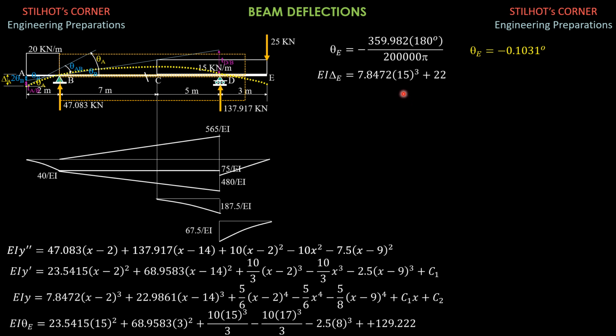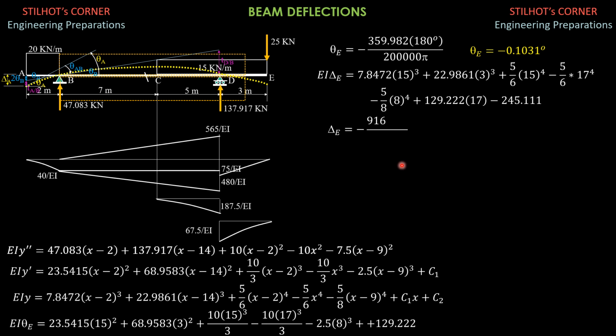Then EI delta E is equal to 7.8472 times 15 cube plus 22.98613 cube plus 5 over 6 15 to the 4th minus 5 over 6 17 to the 4th minus 5 over 8 8 to the 4th plus 129.22 times 17 plus negative 245.111. So delta E is negative 916.746 divided by 200 to transform that into mm automatically. So delta E is negative 4.584 mm.